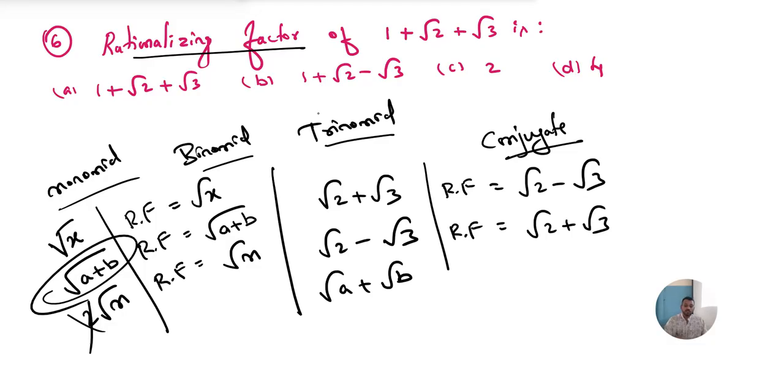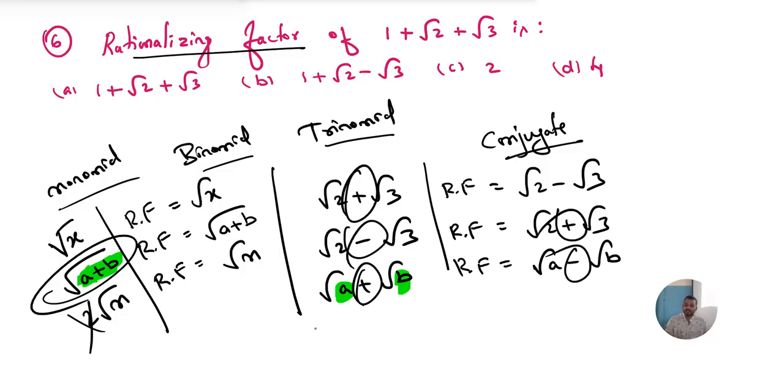What is this root, beta? a plus b is completely inside one root. Here a and b are in separate roots. It is under separate roots. Any doubts? Good. So root a plus root b, the rationalizing factor is root a minus root b. If it is plus, write minus. If it is minus, write plus. So then what about 2 plus root 3?